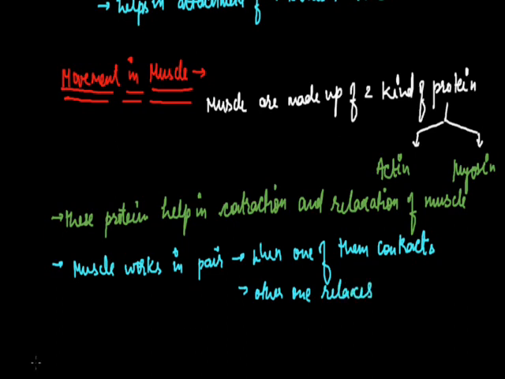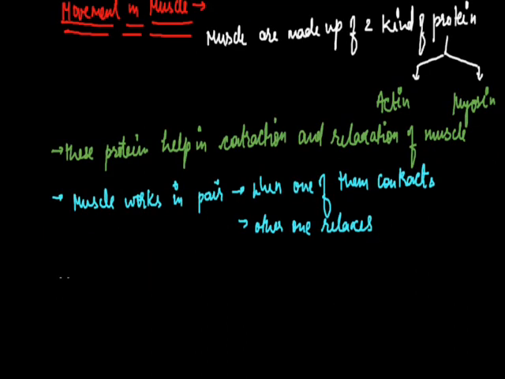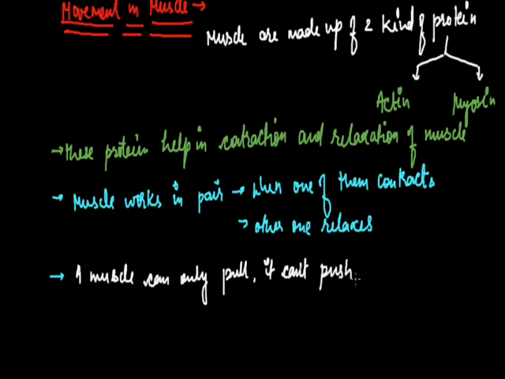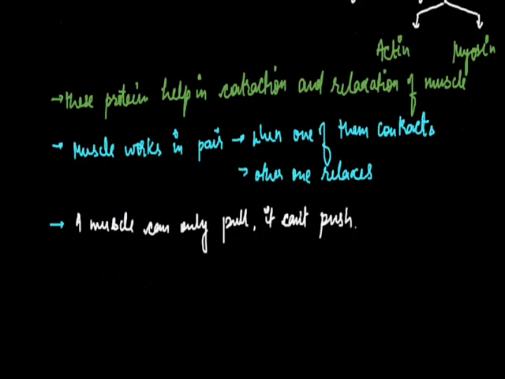And to move the bone in the opposite direction, the relaxed muscle contracts to pull the bone towards its original position while the first relaxes. A muscle can only pull, it cannot push. That's why two muscles have to work together. They cannot work without one of them.